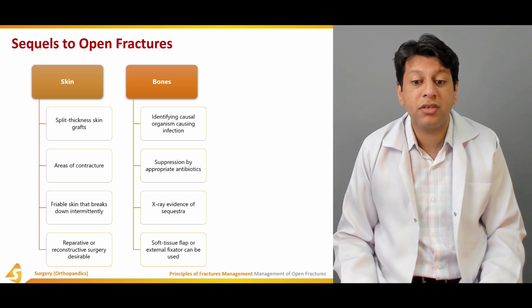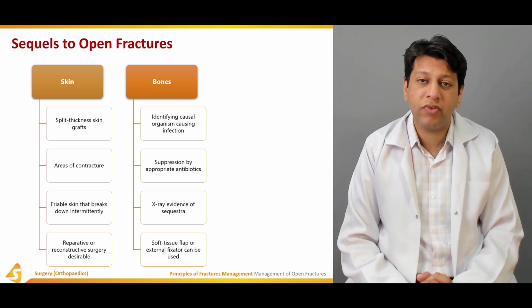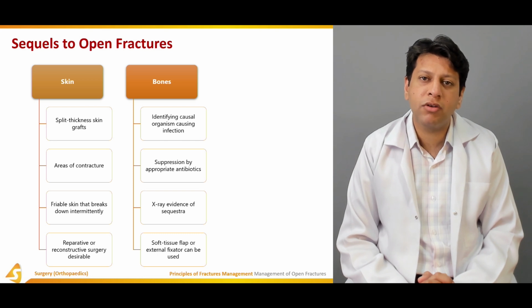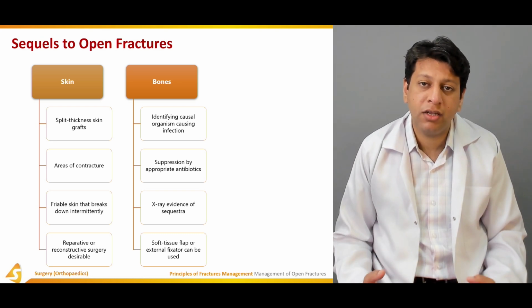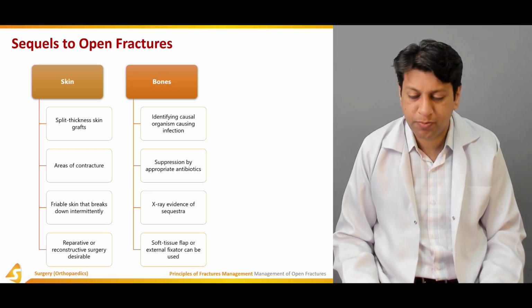There may be X-ray evidence of a sequestrum or involucrum as well. A soft tissue flap or external fixator can be used later on in the treatment of open fractures. External fixators are helpful because they can be used where the bone is infected. Plate and nail, the problem with them is that they cannot be used in an infected bone.